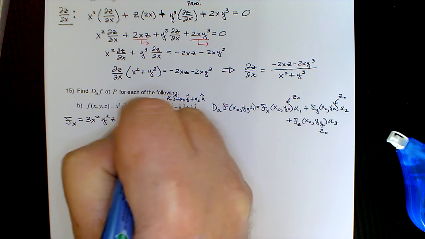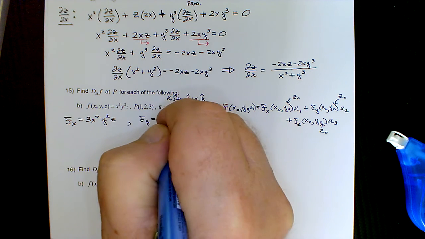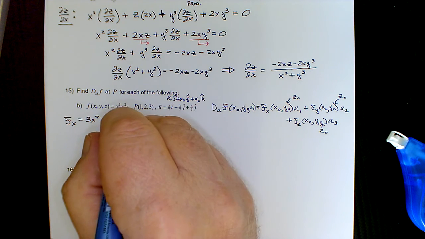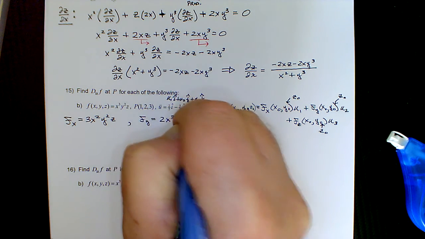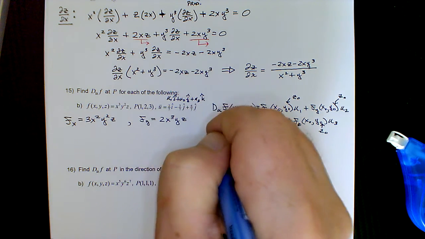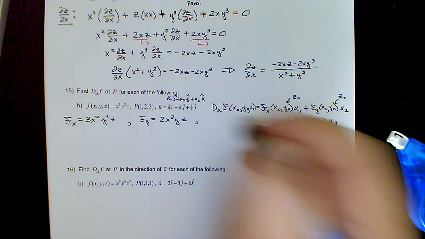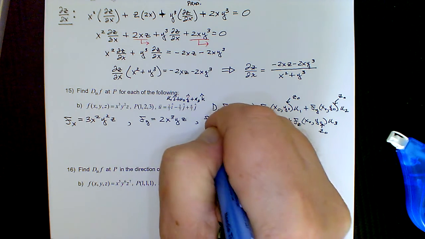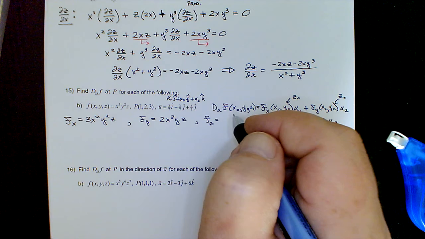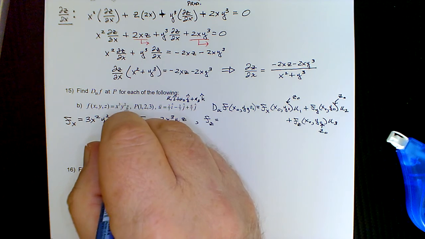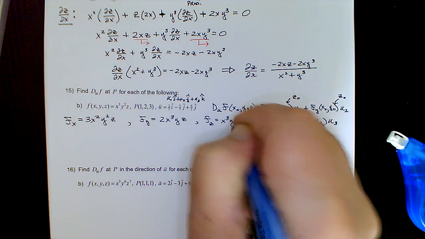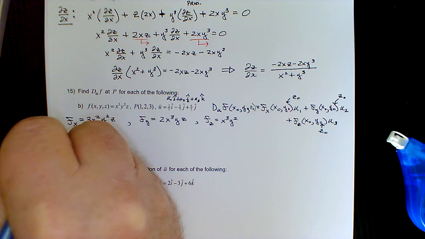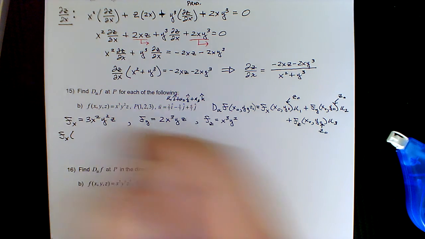Partial of f with respect to y: the derivative of y squared is 2y, so 2x cubed y, and z tags along as a constant. And the partial of f with respect to z: the derivative of z is 1, so that's just x cubed y squared, which are the constants. Okay, now we'll evaluate these at the given point.